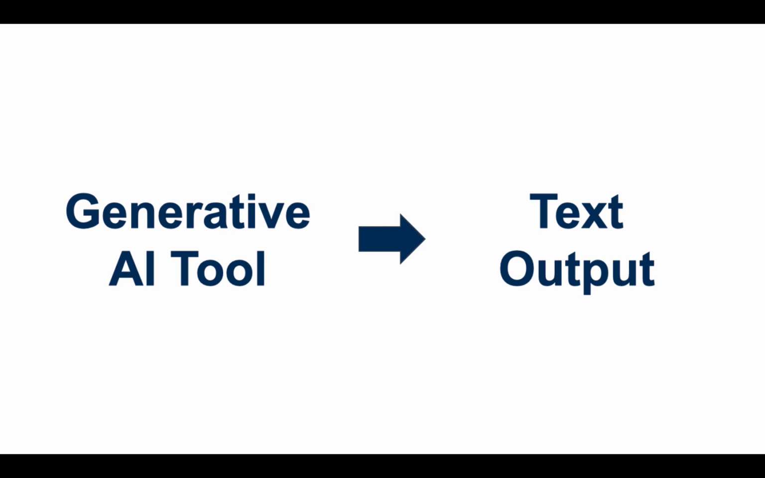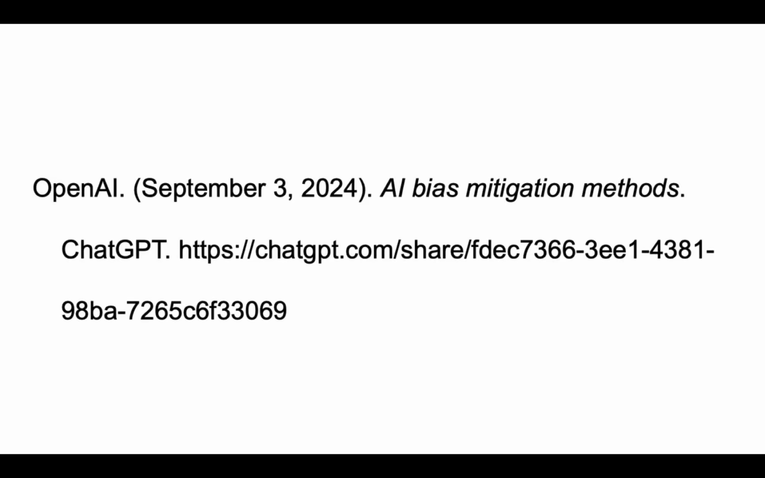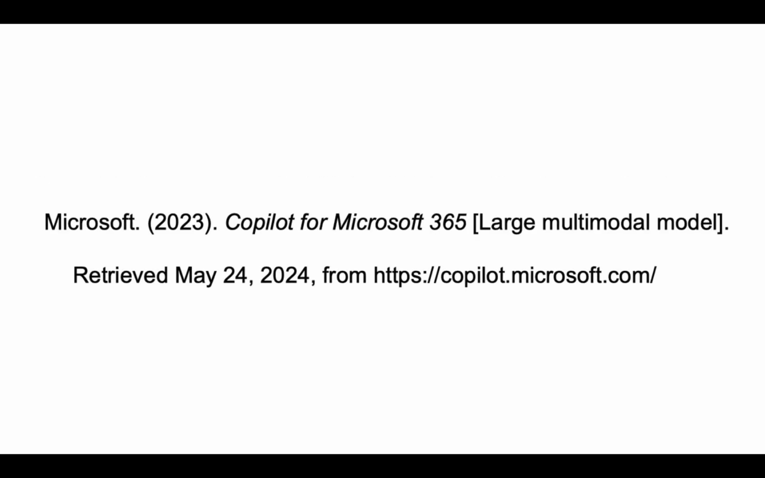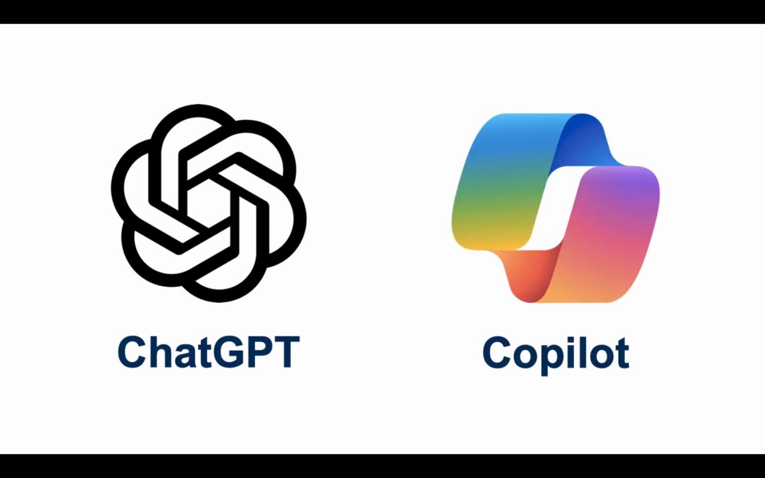This video will show you the basics on how to cite the text output from a generative AI tool in APA format, so it will end up looking like this. Or this. We'll be giving two examples using two popular generative AI tools, ChatGPT and Copilot.